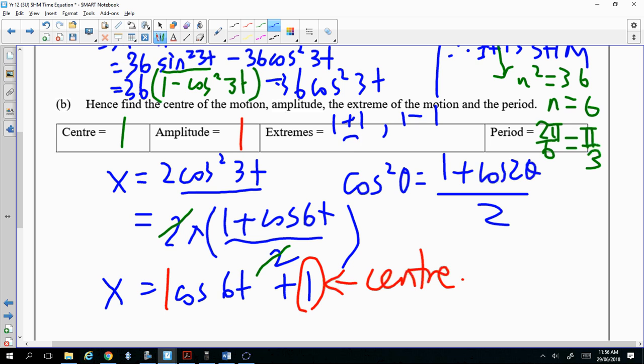The standard form means you have to write it as x equals a cos nt plus c, or x equals a sine nt plus c, in order to work out the amplitude and the center.